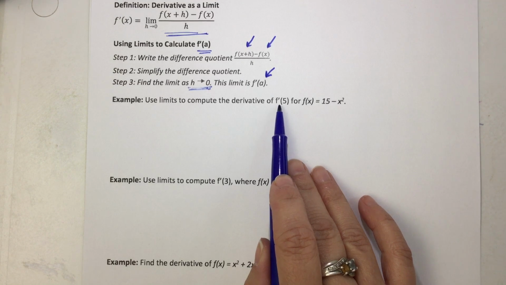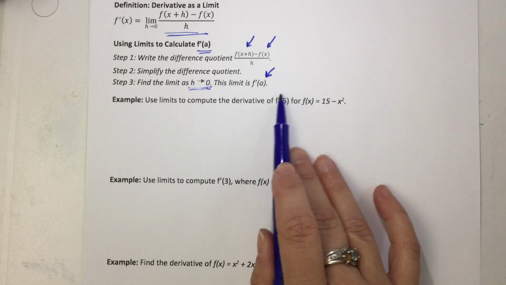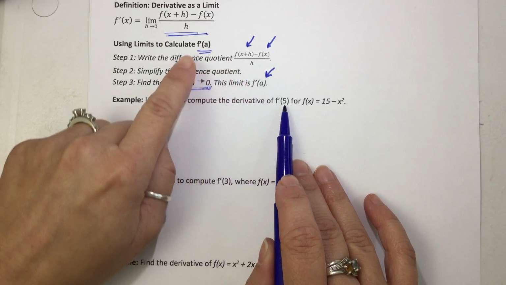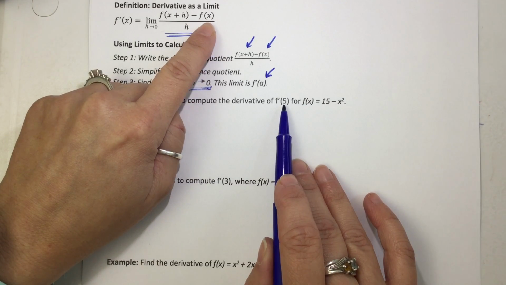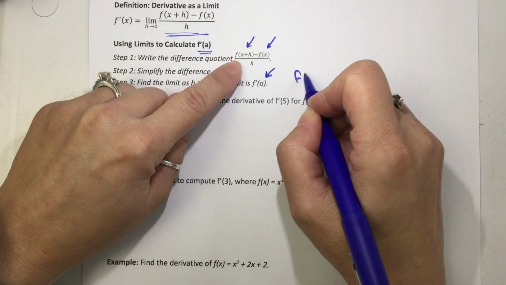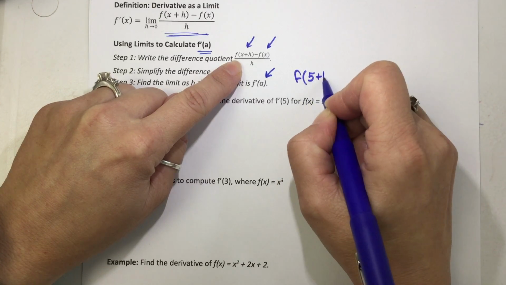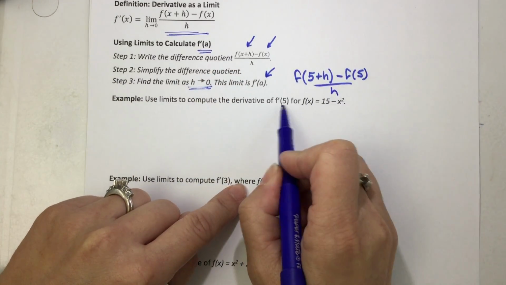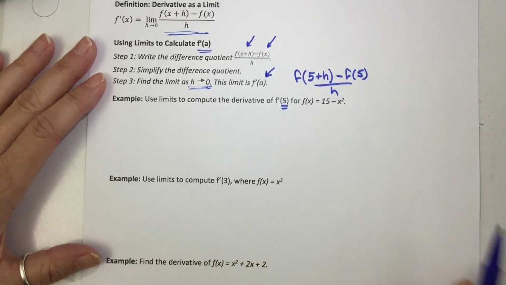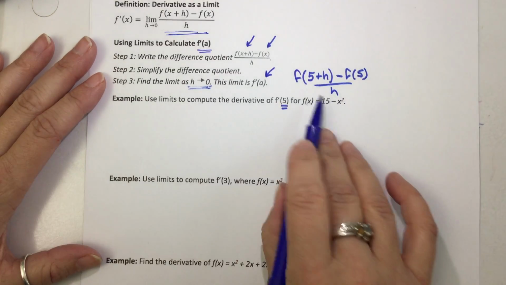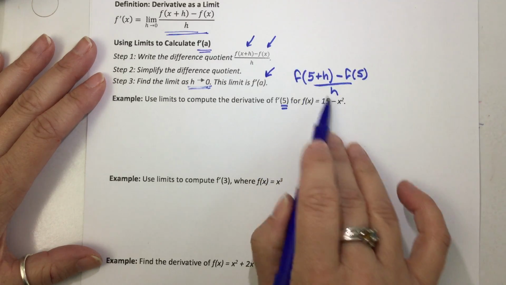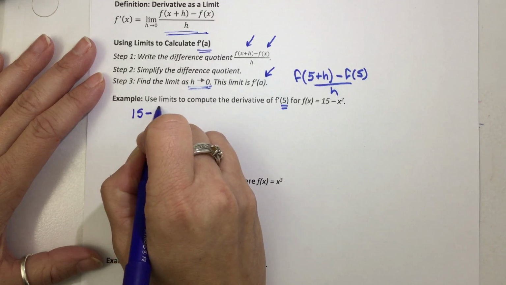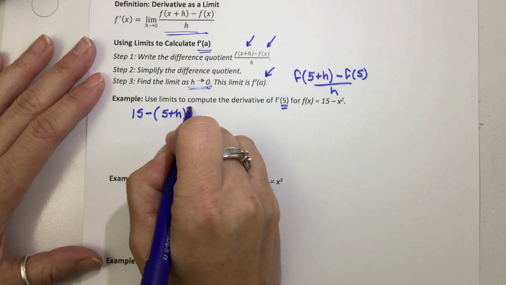So if I look at the first one, they want us to figure out what the derivative is for an x value of 5. So what I do is they replaced their x value with a 5. So this is the formula: f of x is really f of 5 plus h minus f of 5 over h. So this 5 replaces the x's in the formula. So let's go ahead and do this. I rewrite the first function. I replace all of the x's with 5 plus h. So it's 15 minus 5 plus h quantity squared.